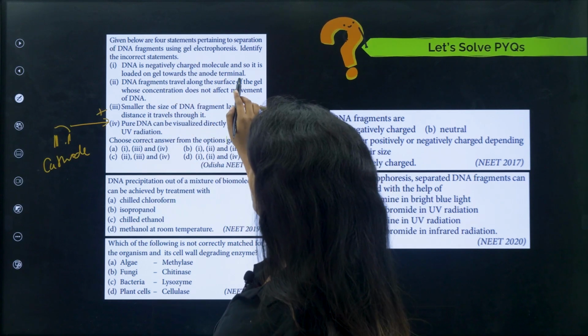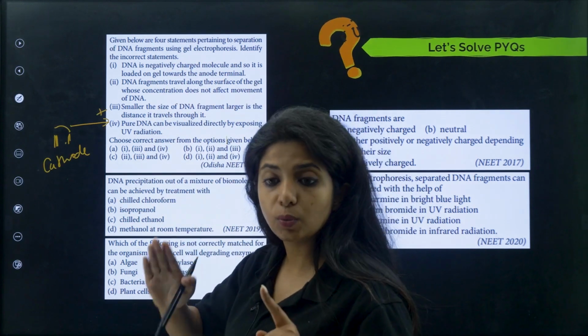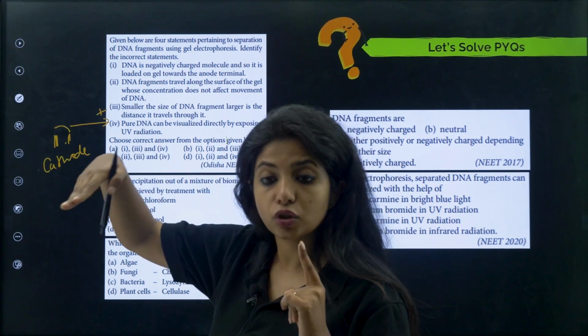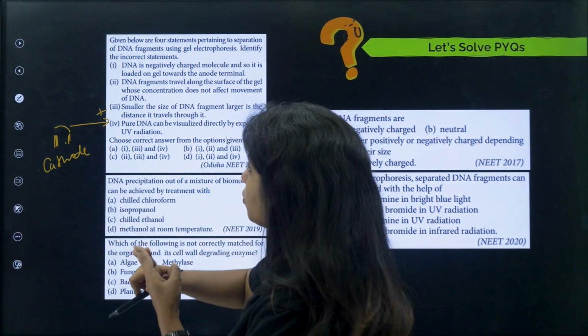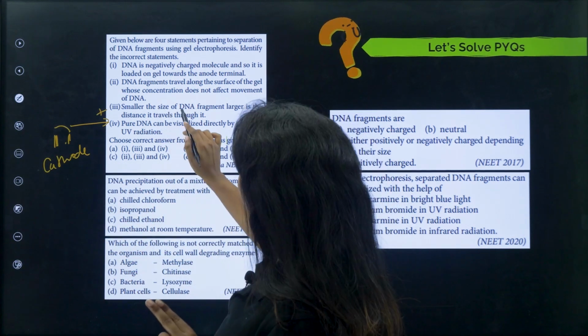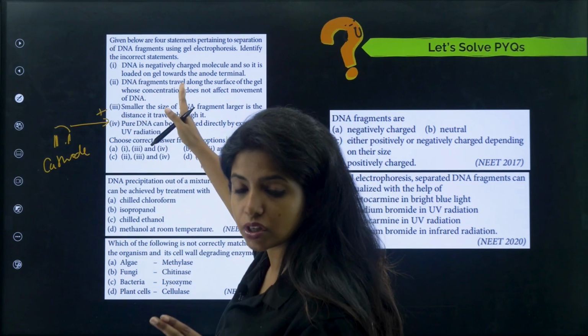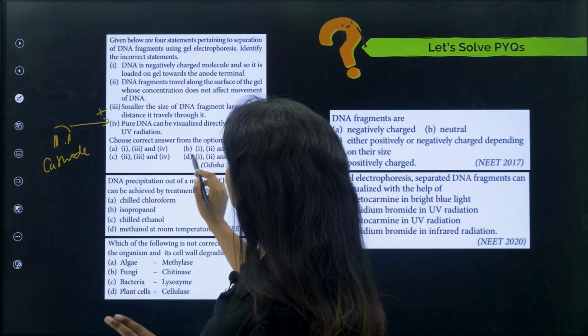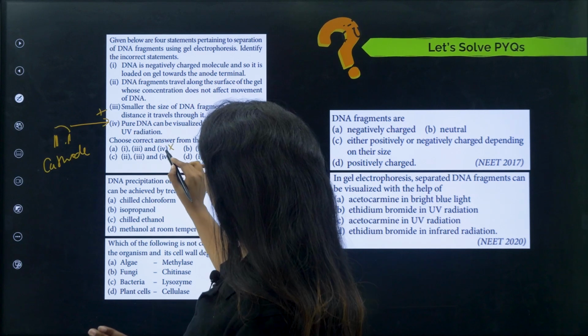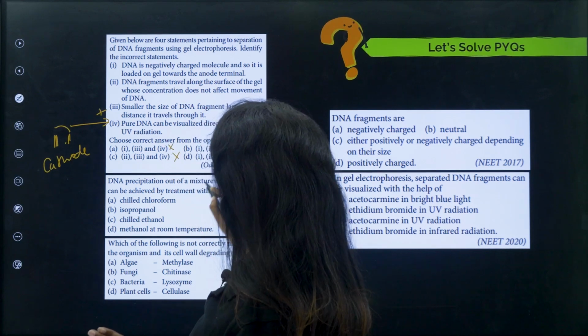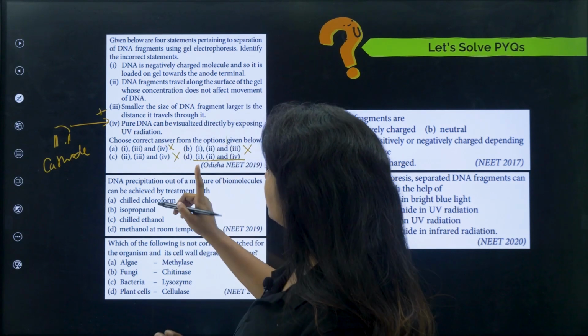DNA fragments travel along the surface of the gel. No, it has a sieving effect, so it travels through the gel, inside it. So that is also wrong. First and second are wrong. Smaller the size of DNA fragments, larger is the distance it travels. Smaller the size, yes, larger the distance it travels, it is true. So wherever you see the third option, you cut it. You're left with this. Chalo, let's see the fourth thing.